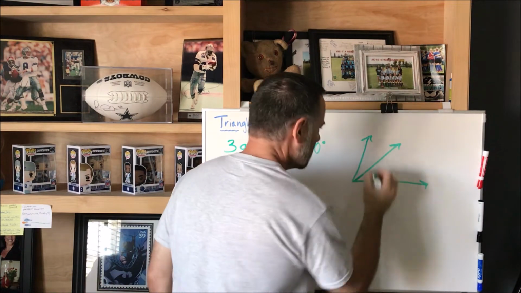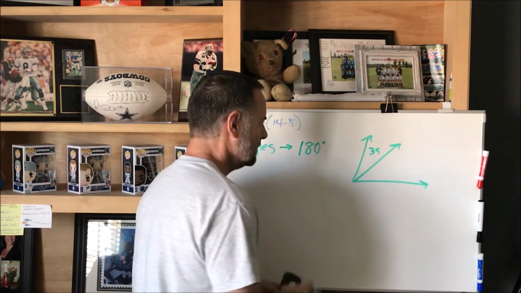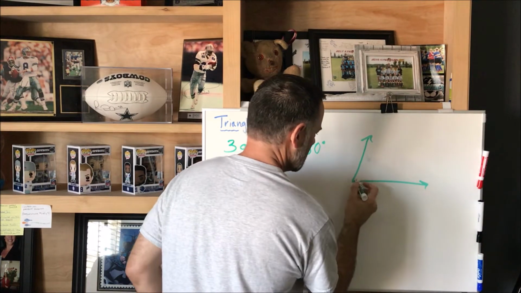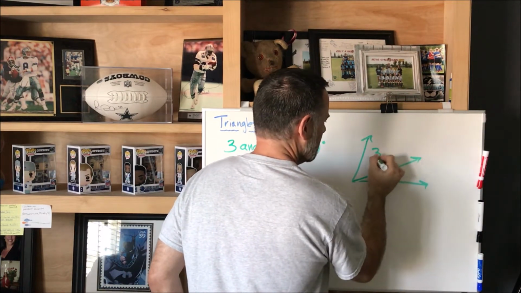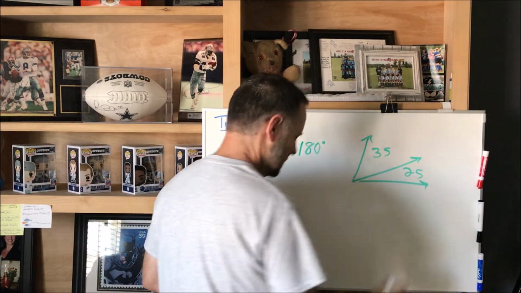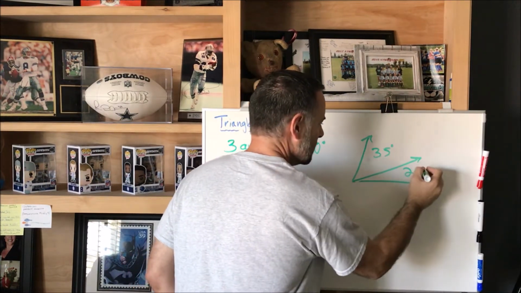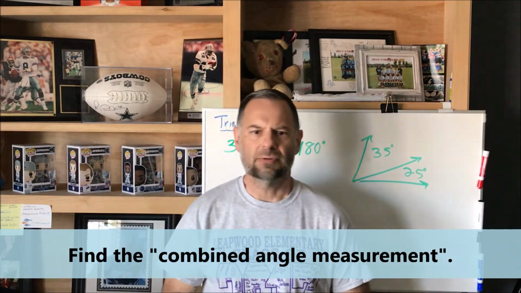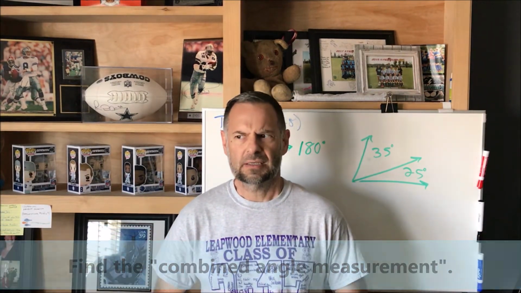And it says 35. Well, mine doesn't look very good. It's not accurate. I got it on the wrong side. This way. Okay. This degrees, 35. This degrees, 25. And it says, find the combined angle measure.